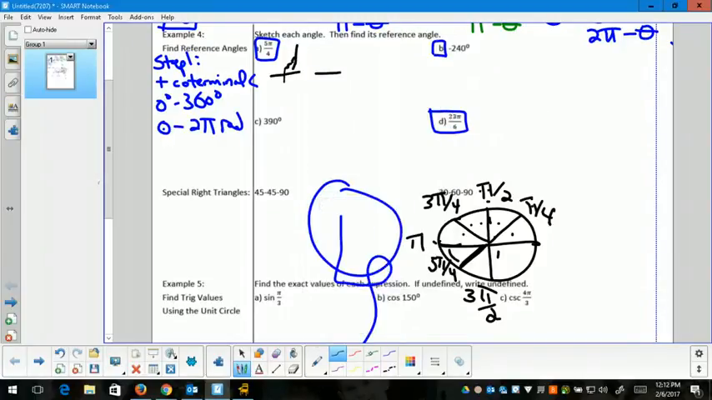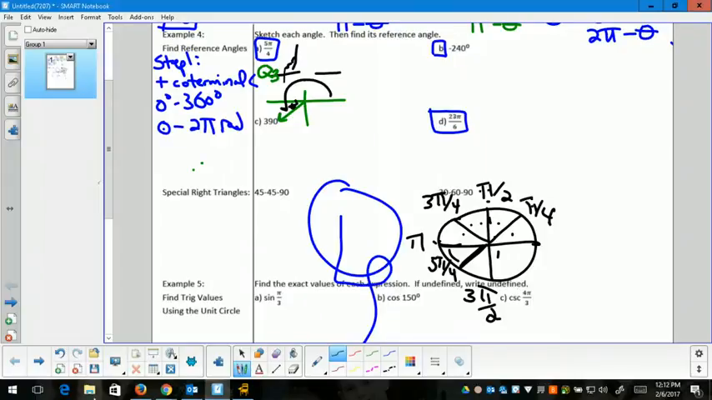Just want the pen. There we go. So since I know that this is in quadrant 3, that's going to be helpful. So I'm going to sketch the angle. So here it is. Here's that angle right there. There it is. So I'm going to find its reference angle.